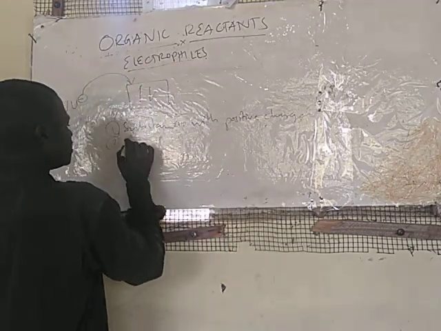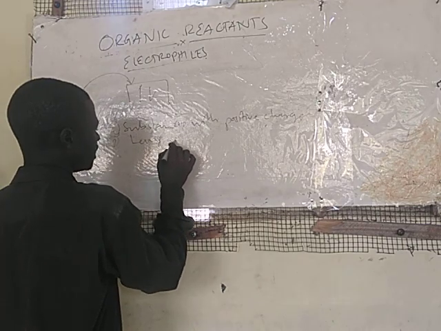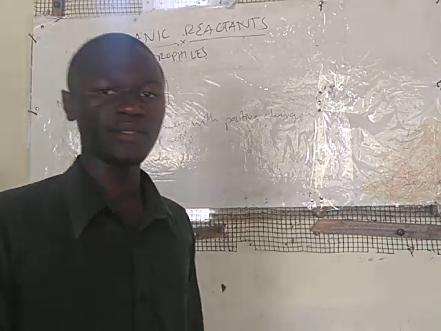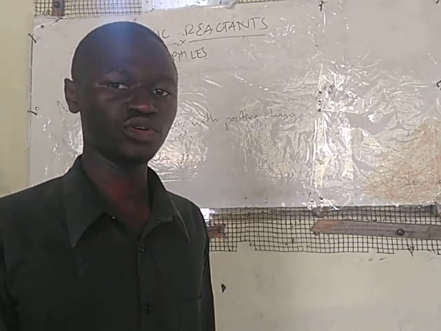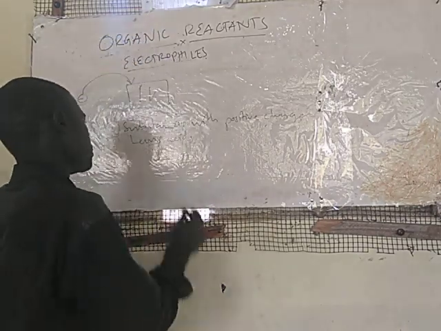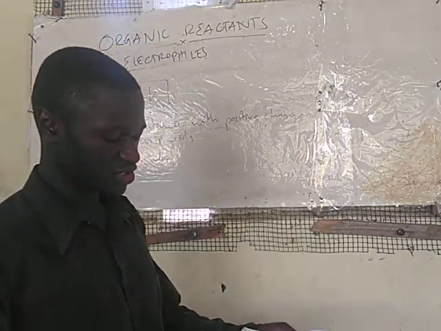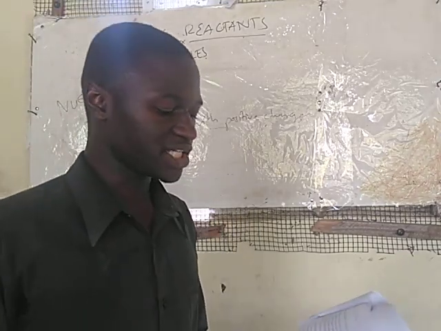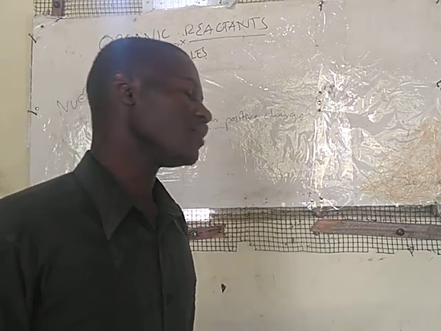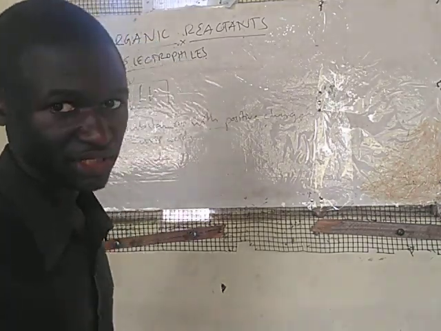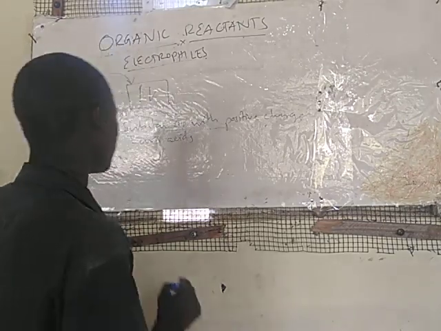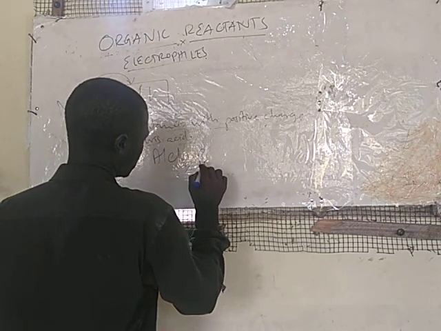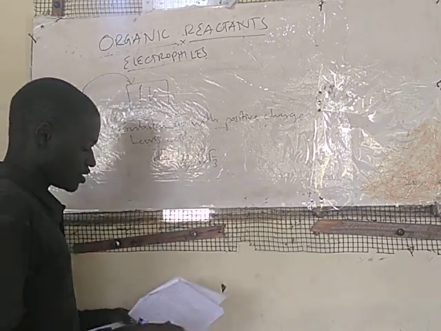But second is the Lewis acids. Substances with positive charge, you know, positive charge means a substance has donated electrons. So due to donation of electrons and becoming positively charged, it means it is deprived of electrons. But in the case of Lewis acids, they are uncharged, but they contain an empty orbital. For example, aluminium chloride and boron fluoride.